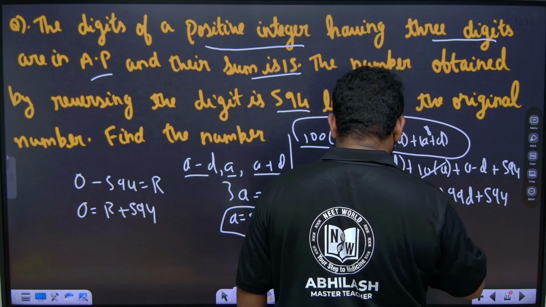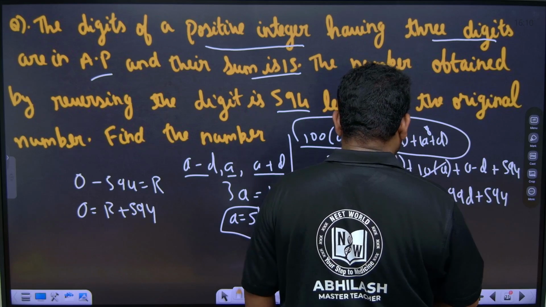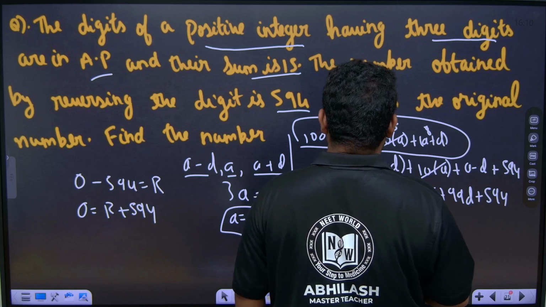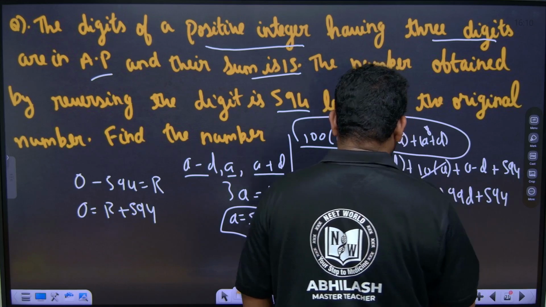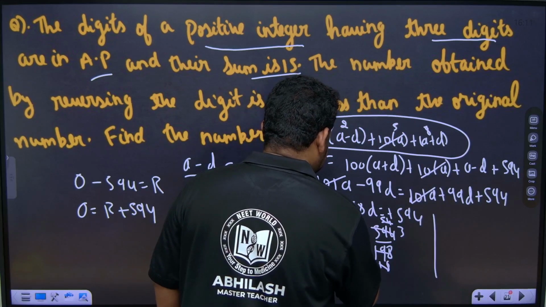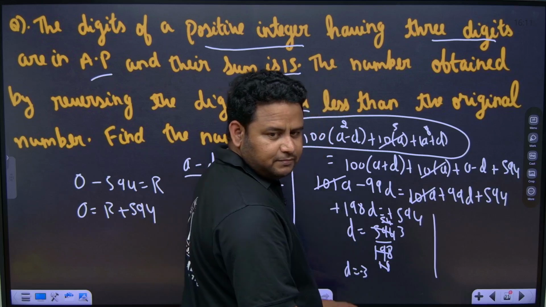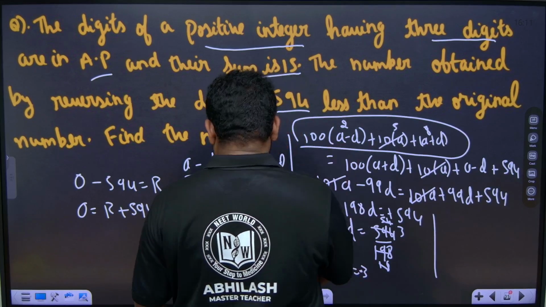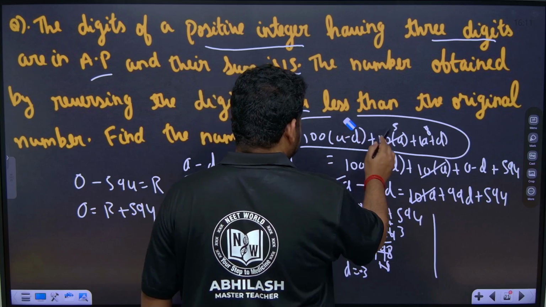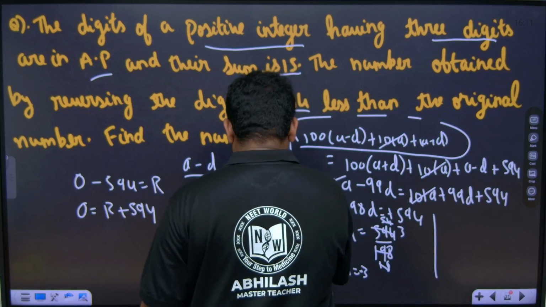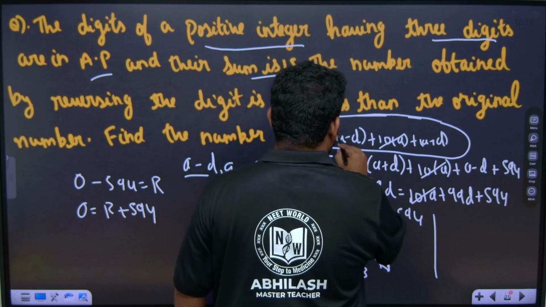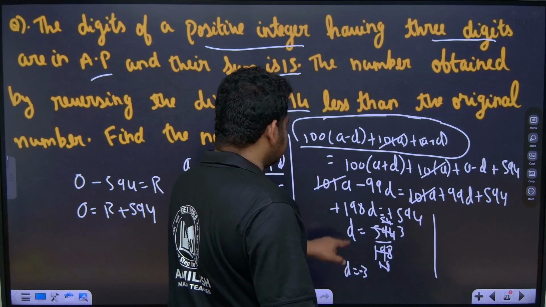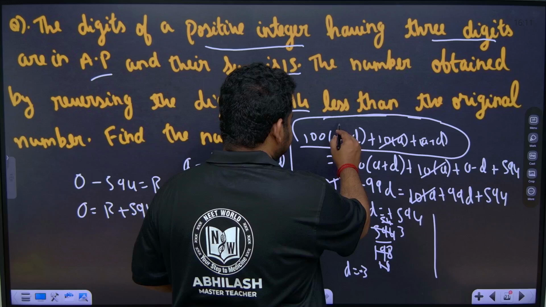Plus 594. Okay, let us see. So d will be minus 3. If d is minus 3, what will happen to this? Only this will change. So if d is minus 3, this will be 5 minus of minus 3, which is 8.